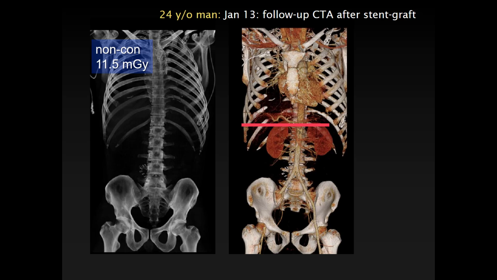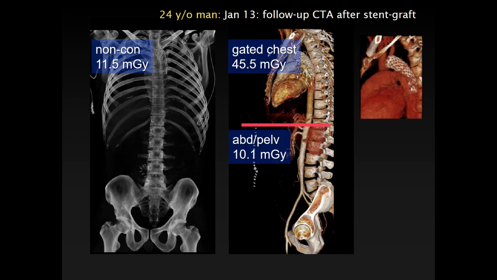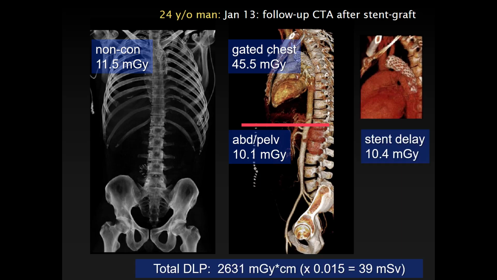What was done here was it was ordered as a whole gated chest study. So he got a non-contrast CT angio, chest, abdomen, pelvis. Then he got a gated chest plus a non-gated abdomen, pelvis. As you can see here, these are two separate scans. The gated chest has a relatively high dose, as you can see here, and he had a stent delay. So a stent delay is also not necessary. A stent delay is usually necessary if you have an aneurysm that was excluded, but not for a trauma case. That's really not necessary. So this patient got a total DLP of 2600, almost like 40 millisievert, and that is certainly not necessary.